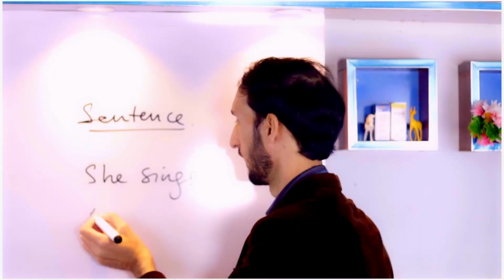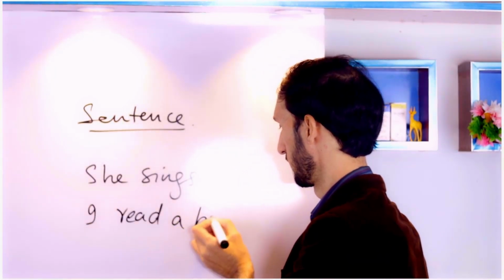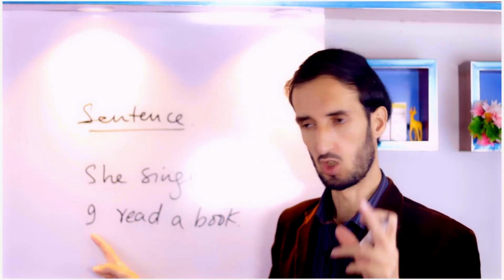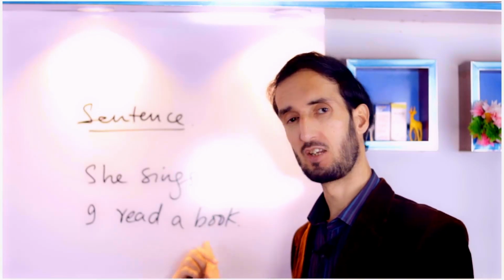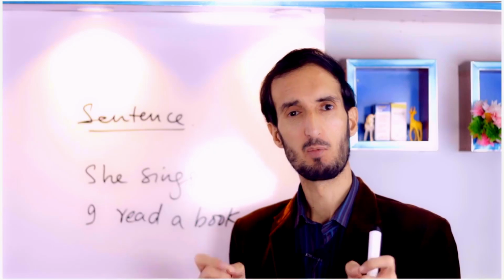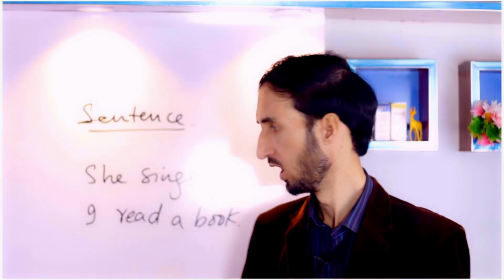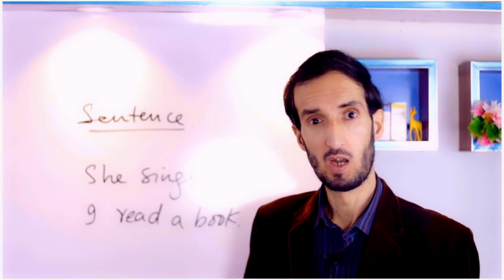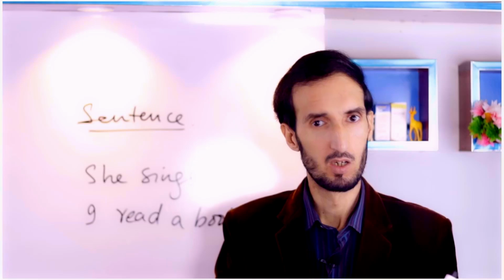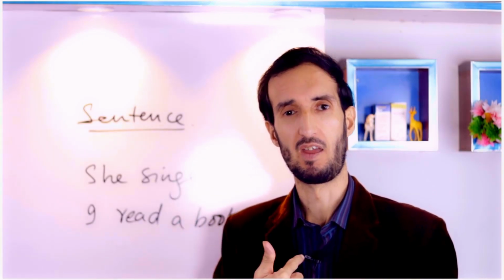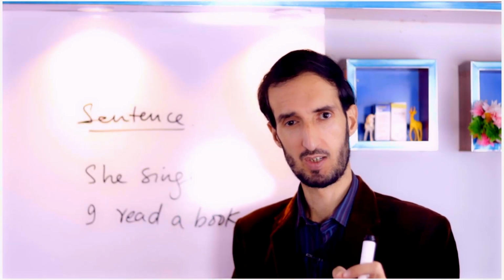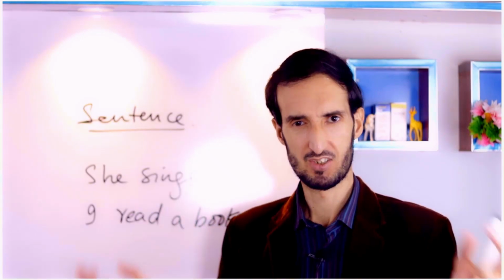In our example, I read a book. Now there is a subject, I, there is a verb, read, and there is an object, a book. I read a book. So it makes complete sense. You have understood what it means. What do I do? I read a book. What do I read? A book. Who reads a book? I. So a sentence is a group of words that contains a subject and verb and makes complete sense by itself.